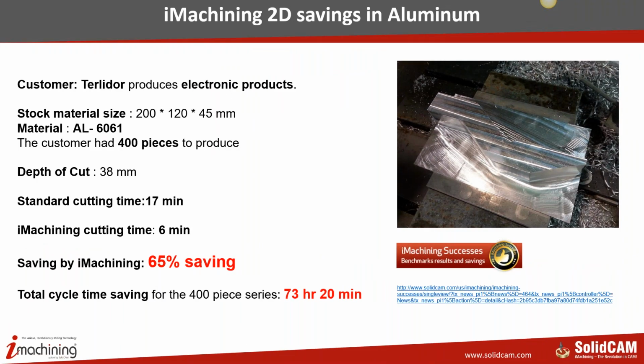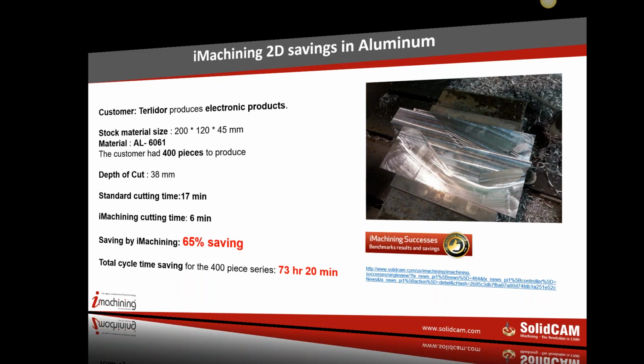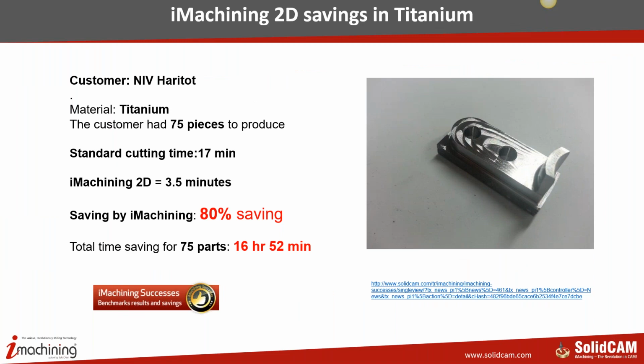We also have some customers in Israel who are making electronic products. For example, this was an aluminum 6061. The existing standard cutting time with a conventional CAM system was 17 minutes. iMachining cutting time, 6 minutes. So about 65% savings in cycle time. Titanium, a customer called NIV Heritot, had to produce 75 parts. Their standard cutting time was 17 minutes. With iMachining 3D, the cutting time is 3.5 minutes. So we are talking about total savings of almost 17 hours for 75 parts.